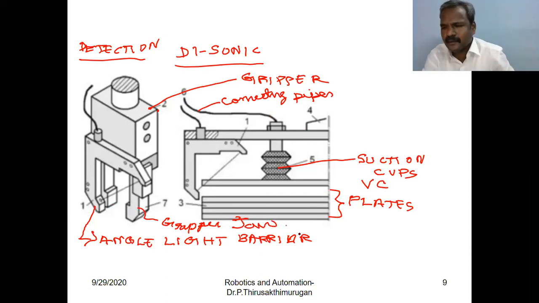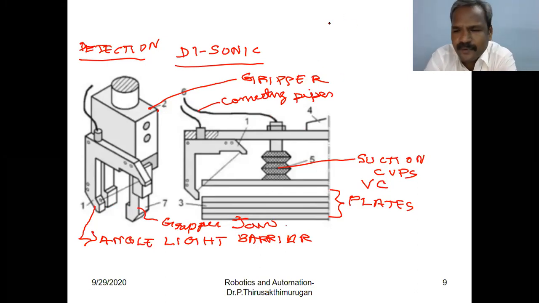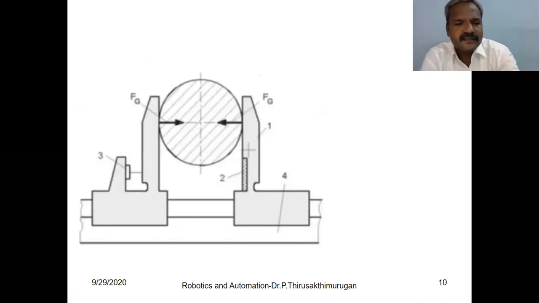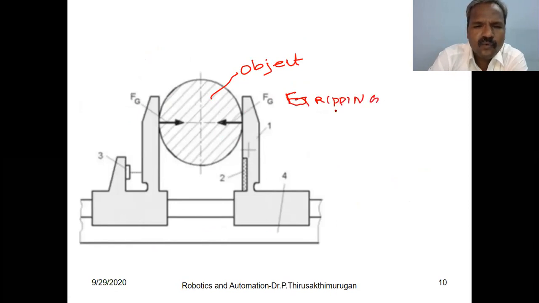This is detection of an object with a diagonal light barrier, the presence control. One is parallel, the other is diagonal. Okay, a vacuum gripper. Next is a gripper with an object. This is the gripping force. This is the object, which is already seen. So gripping force.